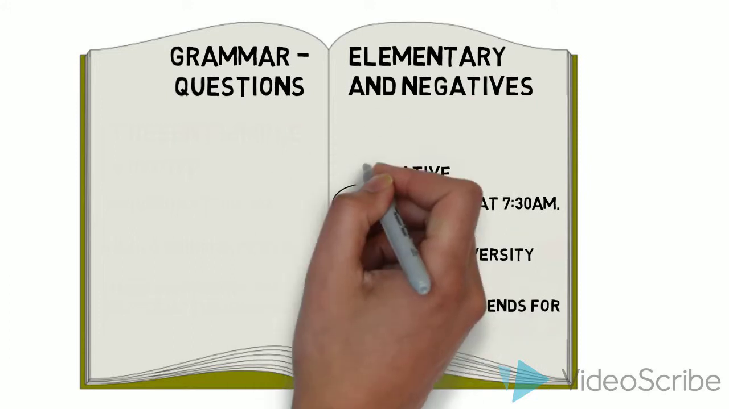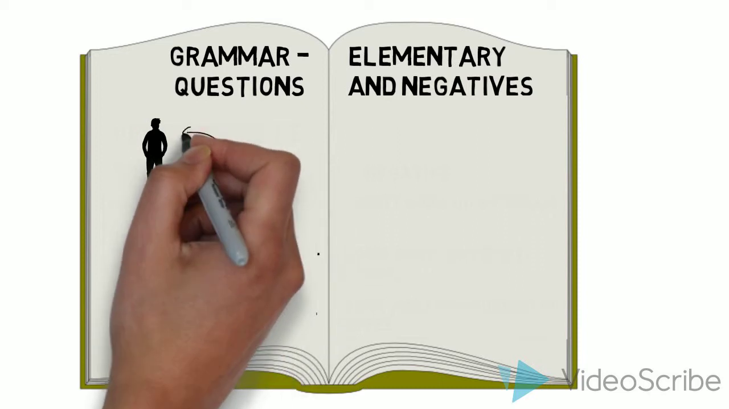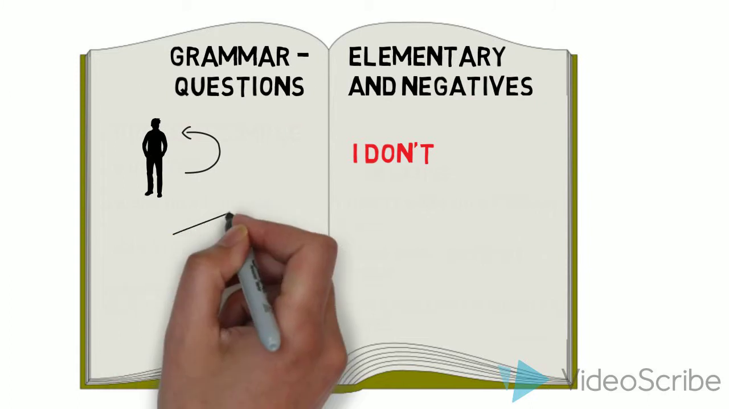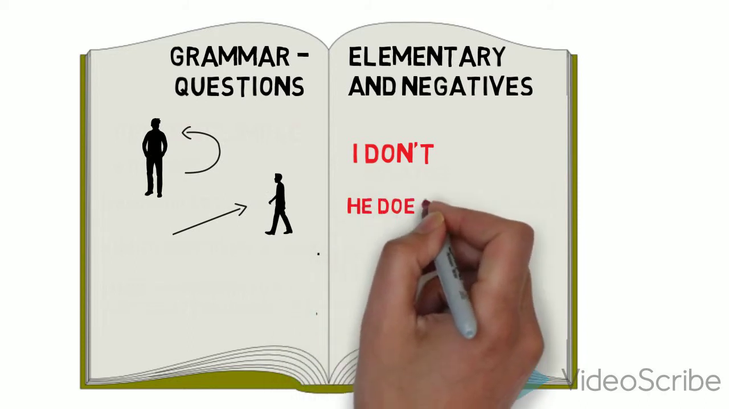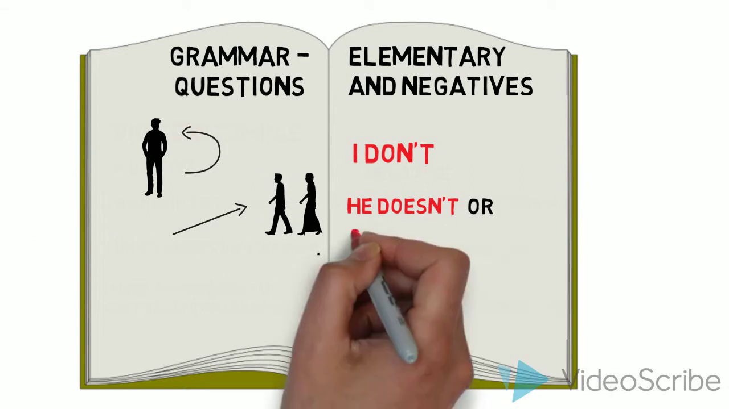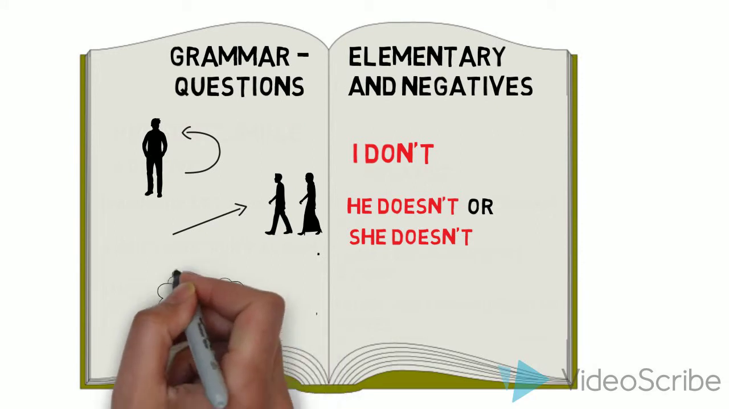Now let's look at other subjects. So if I'm talking about myself, I say I don't. If I'm talking about another man, I say he doesn't. And if I'm talking about a woman, I say she doesn't. How about a group of people? They don't.